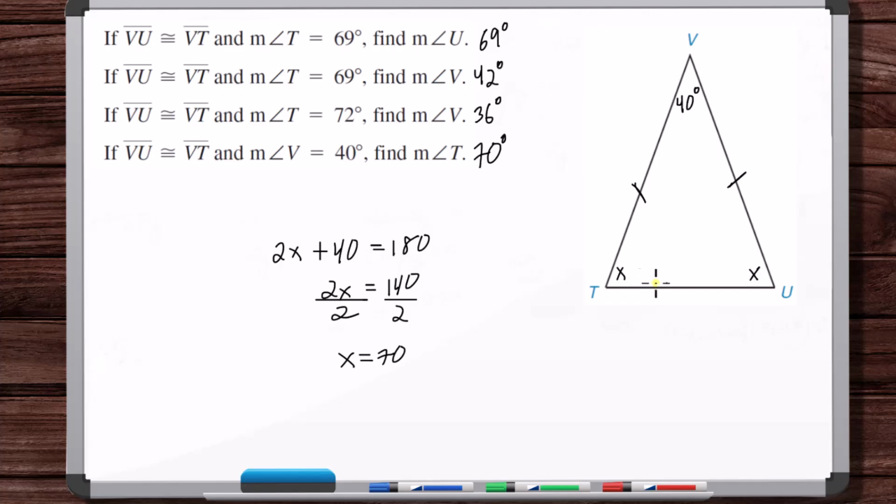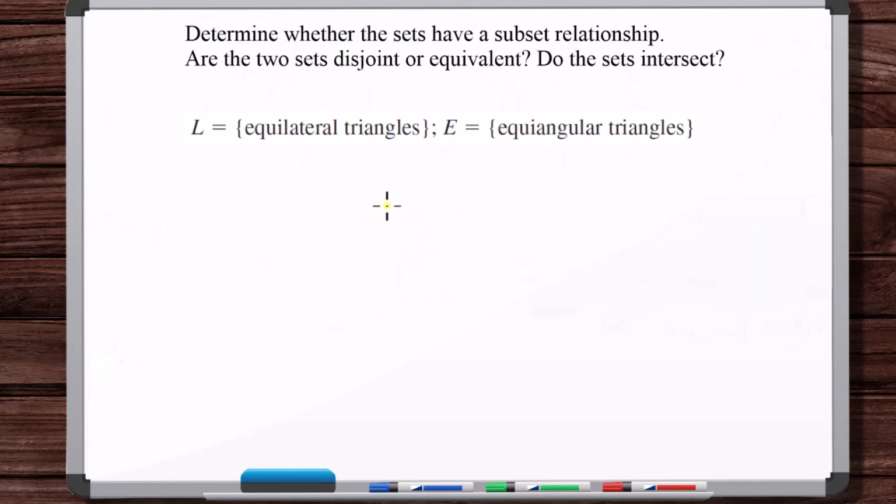Measure of angle T is congruent to the measure of angle U. All right, determine whether the sets have a subset relationship. Are the two sets disjoint or equivalent? Do the sets intersect?